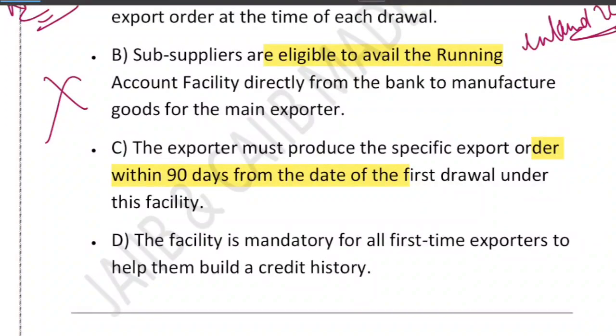If you look at option C, there is no fixed rule like 90 days. The bank decides the timeline based on the exporter's cycle, nature of the goods, and production timeline. And option C says this is mandatory. No, it's not mandatory. It is a privilege offered only to established exporters with 2 to 3 years of good track record with clean credit history.